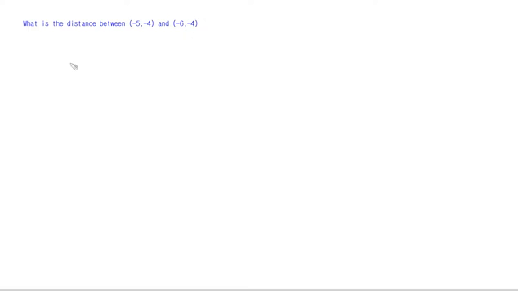In the last video, we were talking about the ways of finding the distance between 2 points. One of them was the Pythagorean theorem, one of them was the distance formula. In this video, they didn't give us the coordinates. Also, the Pythagorean theorem is hard to measure if the value is large, so we'll just apply the distance formula to this question. So the question is, what is the distance between negative 5 comma negative 4 and negative 6 comma negative 4? Before you solve this question, I want to remind you about the distance formula.